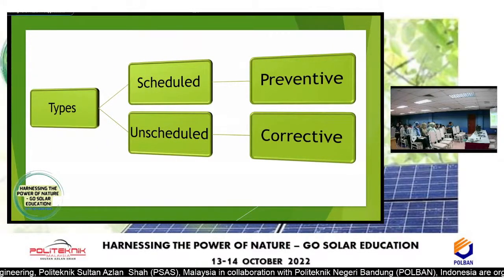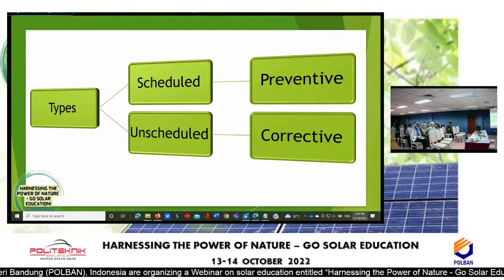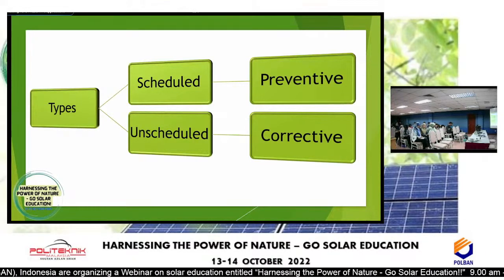Basically, there are two types of maintenance that we conduct for solar panel, the first one is scheduled maintenance. Another one is the unscheduled maintenance. When we are talking about the scheduled maintenance, it means that we are looking forward to prevent our solar system from any damage or losses. So what we are conducting is preventive maintenance. And for unscheduled maintenance, it means that we are correcting or repairing any damage or any fault that occurs at that moment.